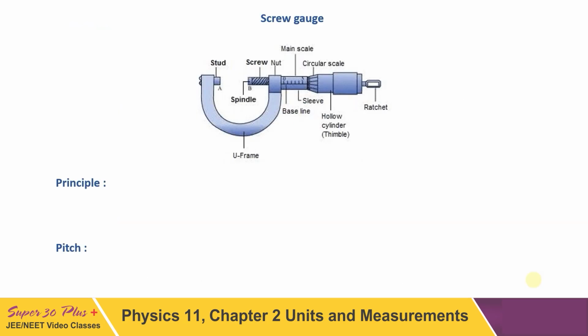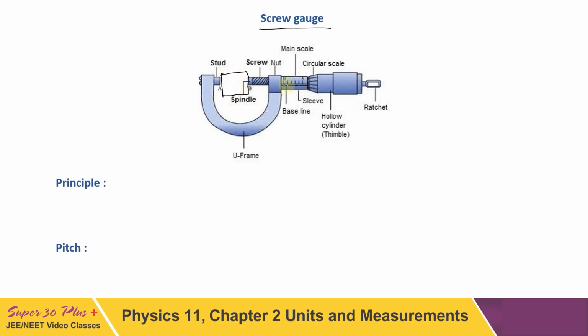The next instrument is screw gauge. As you can see here, this also you must have seen in your laboratories. Here labeling is done. This frame is called U frame. These two are called studs. Between these two studs, the object is placed like this.